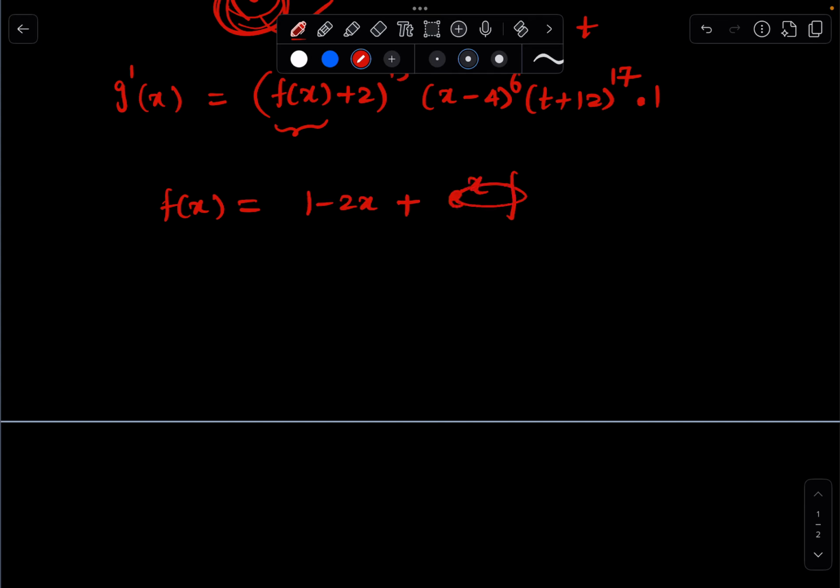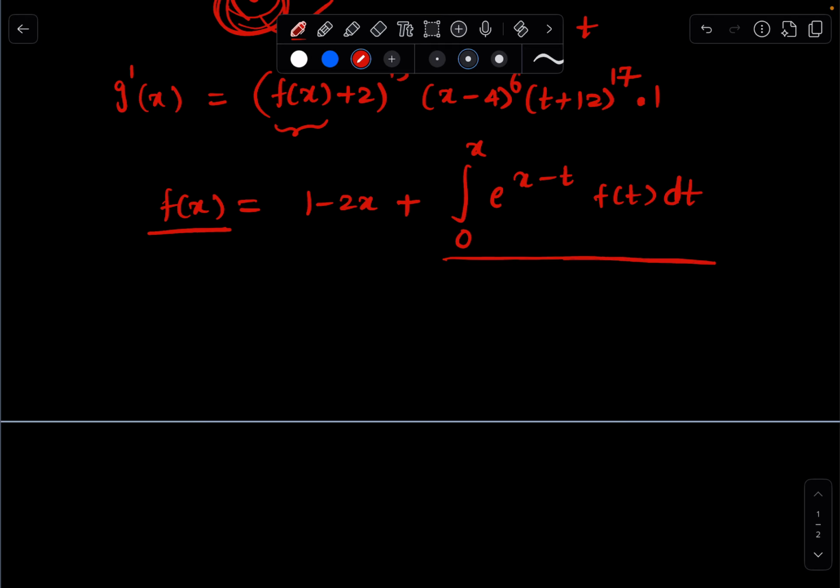Sorry, it is integral 0 to x e to the power x minus t f of t dt. Even here the idea is to find out f dash of x. When you find out f dash of x, you will have to differentiate this integral. So the reason why I have chosen this question is to explain a very famous misconception that the students might fall into.